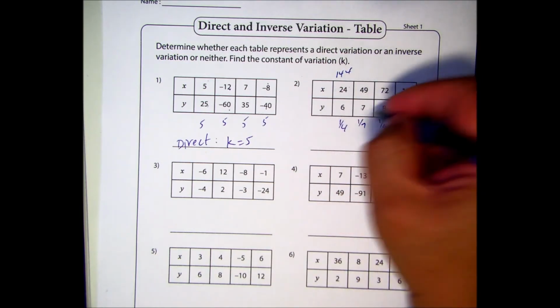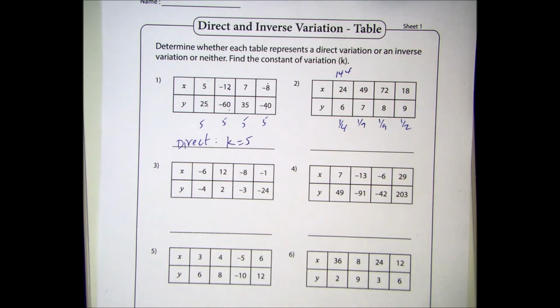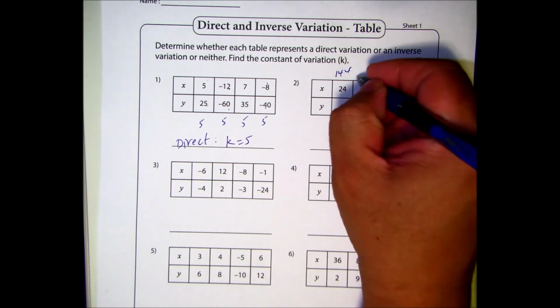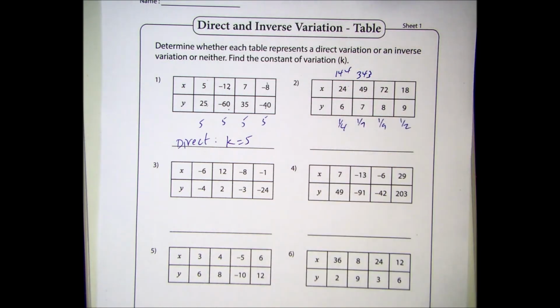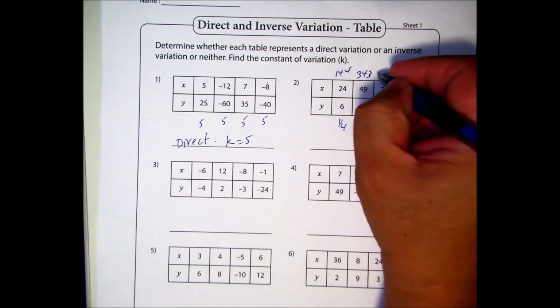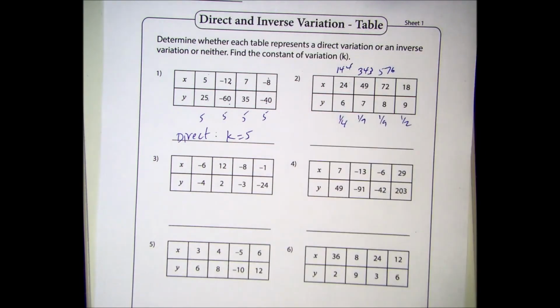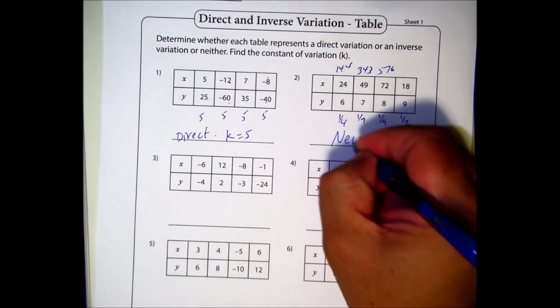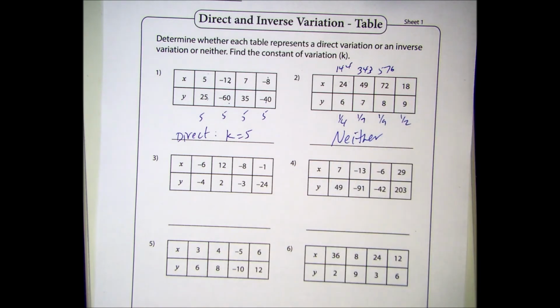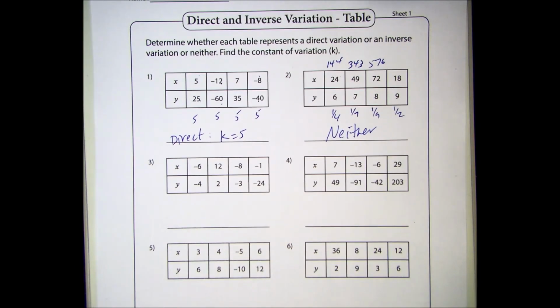All right. 7 times 49 is 343. That's nowhere near 144. All right, that makes sense. It's 72 times 8. Oh my gosh, I can't do that in my head. That's 576. Okay, that's enough. None of these are the same, and that didn't work out. So this is neither. Some students ask, do you need to solve for a constant of variation if it's neither? If it's neither, there is no constant of variation. So no, you don't. All right, let's do one more.